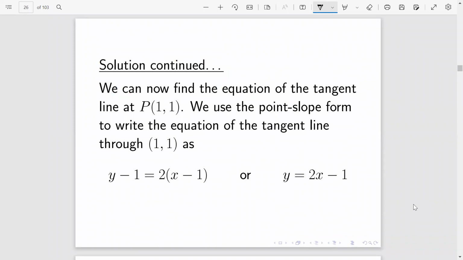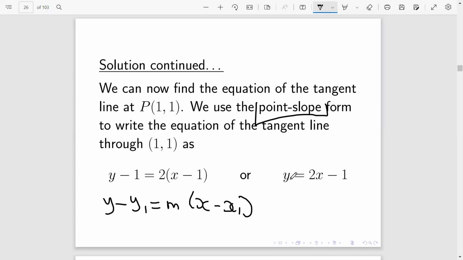So basically we use the point slope form. If you want the equation of the tangent, remember that the equation of the tangent can be y minus y1 is equal to m times (x minus x1). I hope you are familiar with this equation. We call this the point slope form. So (x1, y1), we said, is the point (1, 1) that comes from this point P. We already calculated our gradient.